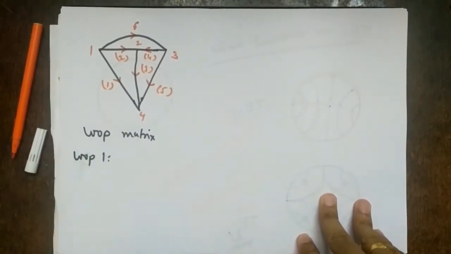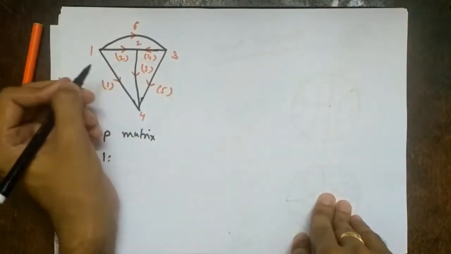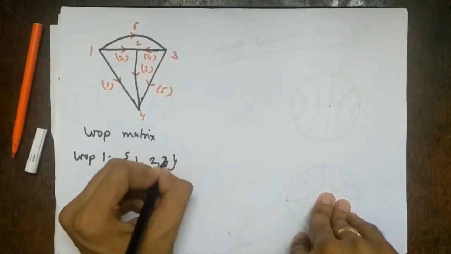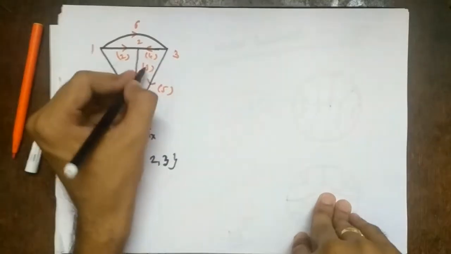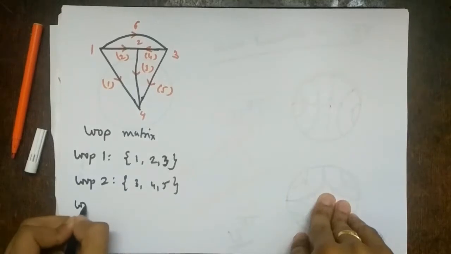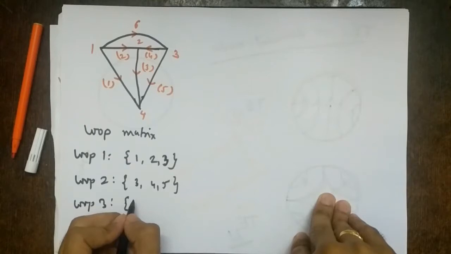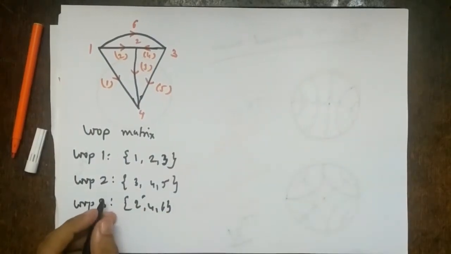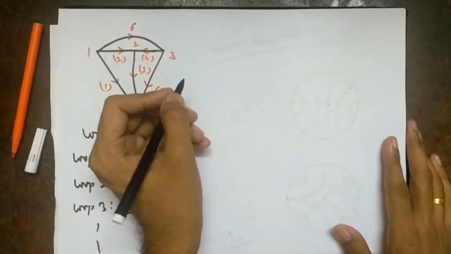So how many loops are there? We saw in the last lecture there were 7 loops. So loop 1, I can take this one. So it is what? 1, 2, 3. So loop 1 is 1, 2, 3. Then we have loop 2. What is it? We can take this. So 3, 4, 5. Then loop 3. We can take this. So 2, 4, 6. Right? So on we can do. I'll not make the complete matrix. I'll write the first 3 rows.